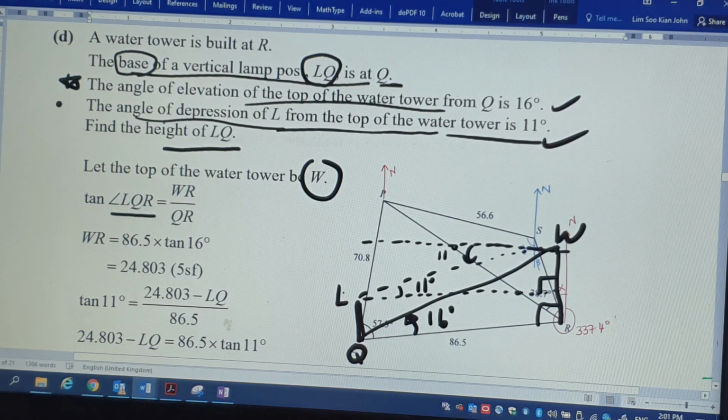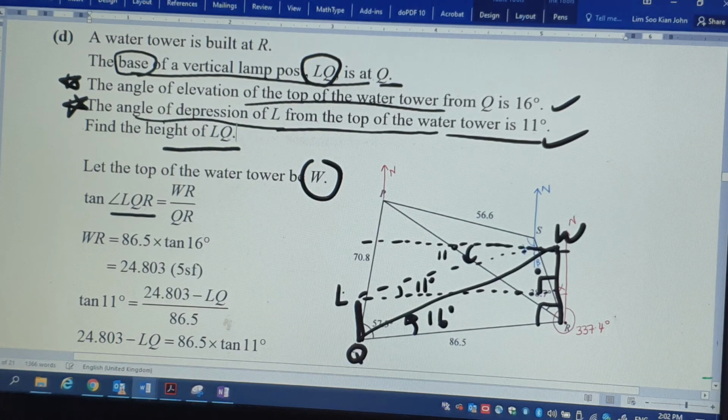You see, your job, as I mentioned in the previous lesson, is a translator. You translate English to mathematical language. And you see, mathematical language is very simple. Okay, so can you see now that tangent LQR? Where is LQR? How to tangent LQR? Oh, then they say, it's WR over QR. So is that the correct way of doing the thing?